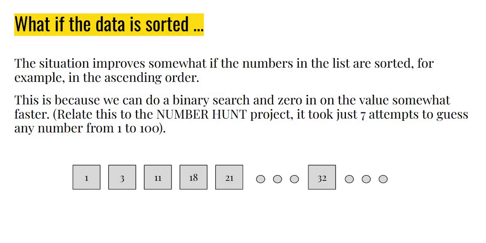For example, let's say the numbers somehow have been arranged in ascending order. Now, certainly the situation improves. The reason is we can do binary search. We know that the list is, let's say, a million elements. I can search between, let's say, the first 500,000 and I can eliminate half the list immediately. So that way we can zero in quite fast. If you remember in the number hunt project, we could take just 7 attempts and get to any number between 1 and 100.